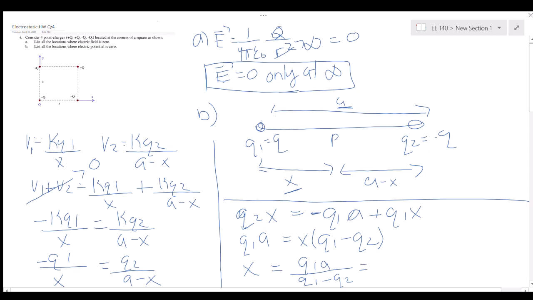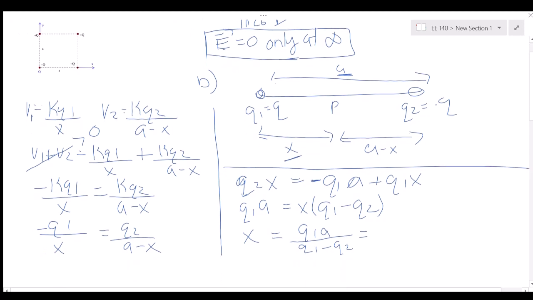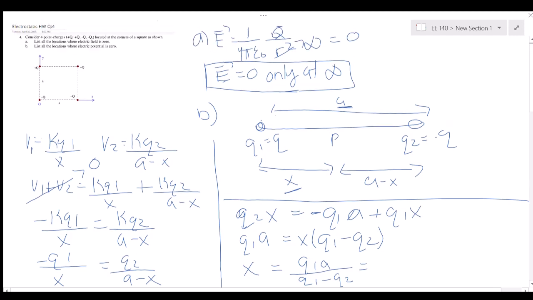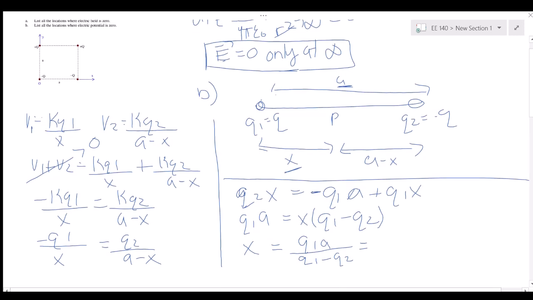And then since Q1 is just equal to Q, we get Q times A over Q minus negative Q, since Q2 is negative Q, and that's just 2Q. And then the Q's cancel out, and then we're left with A over 2.